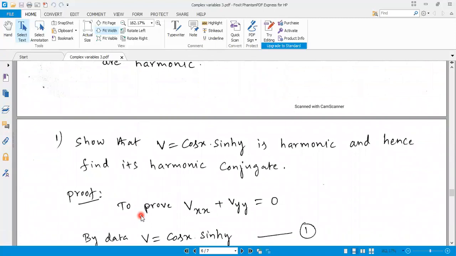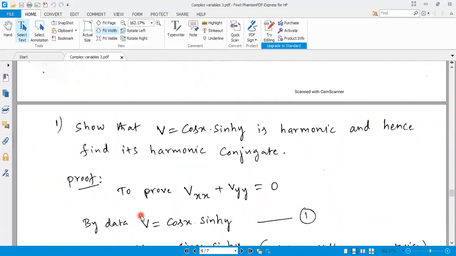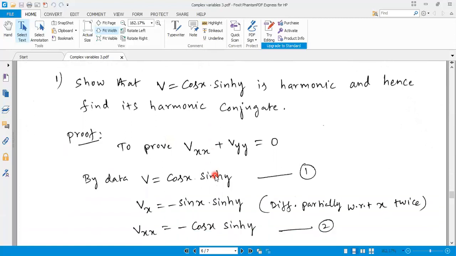Now let us take up two problems on this harmonic function. So let us begin the first problem. Show that v equals cos x sin hy is harmonic, and hence find its harmonic conjugate. So let us see what a harmonic conjugate is. Suppose the function f of z equals u plus iv, then u is called the harmonic conjugate of v and vice versa. Now v is given, so we have to find its harmonic conjugate, that is u. First let us prove it is harmonic.